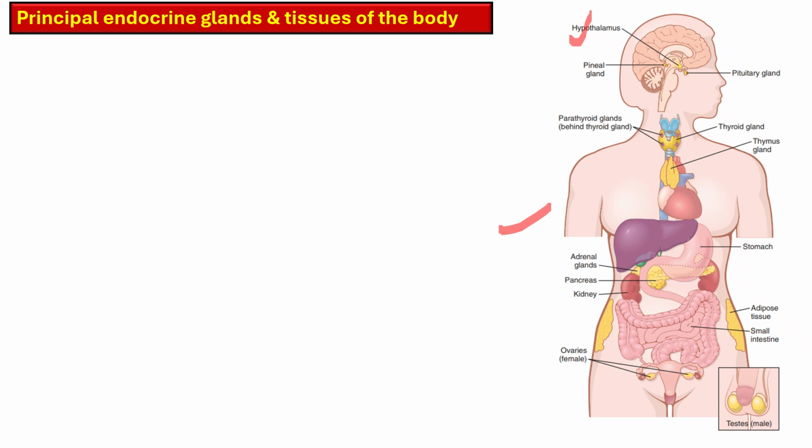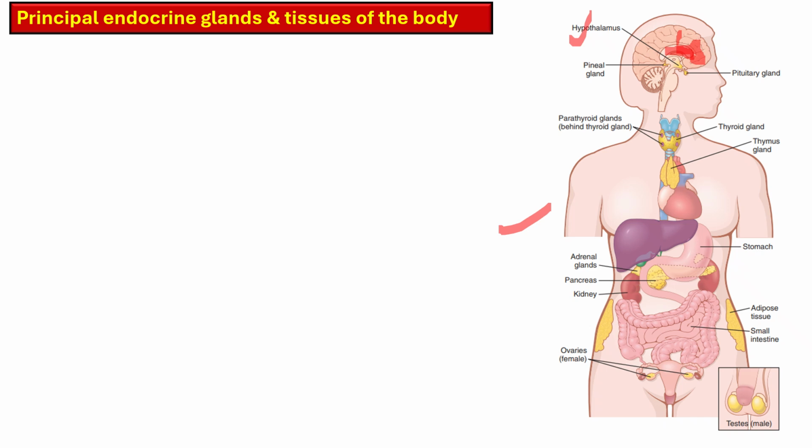the hypothalamus, located in the brain, which acts as the master regulator. It produces releasing and inhibiting hormones that control the anterior pituitary, and directly secretes ADH and oxytocin in the posterior pituitary. Then the pituitary gland, termed the hypophysis cerebri, sits below the hypothalamus in the sella turcica, and it has two parts, anterior pituitary and posterior pituitary.